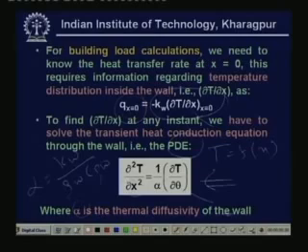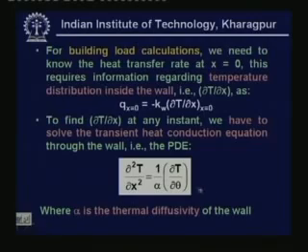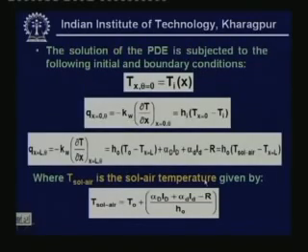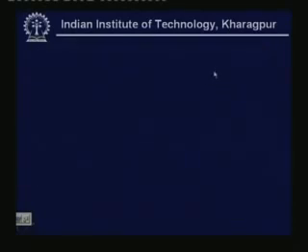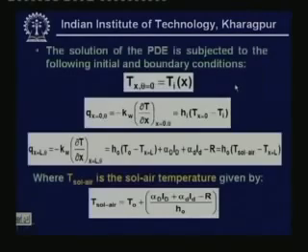Okay, so we have to solve this equation. You can see that this is a partial differential equation and it is second order in space and first order in time. So you have to specify two boundary conditions for space and one boundary condition for time if you want to solve the equation. And the solution of the PDE is subjected to the following initial and boundary conditions. As I said, you have to specify these conditions, only then can you solve the equation.